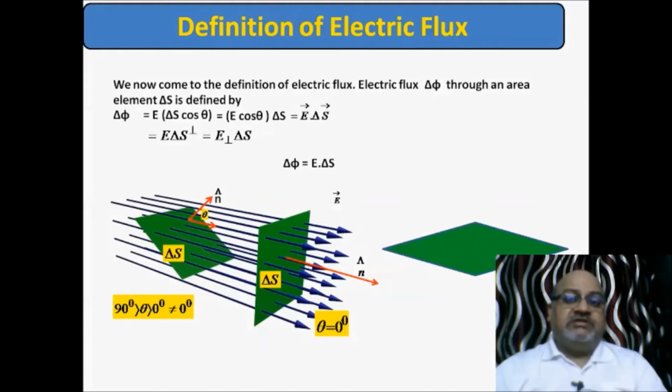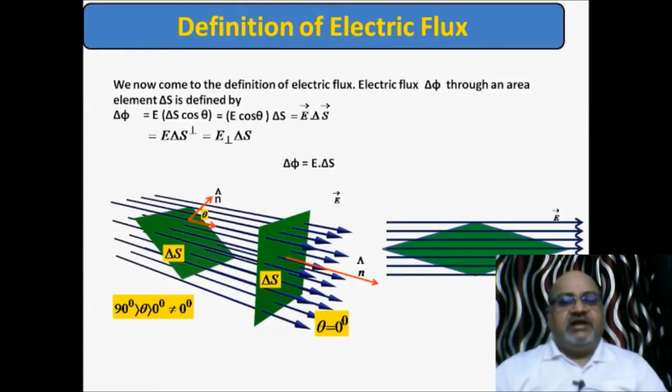Now the third case is left. What is that? This is the area element, and see, electric field lines are parallel to the area element. So now E is parallel to dS. Here is the unit vector n cap, the area vector direction. n cap is the direction of the area vector. This is perpendicular to the surface.